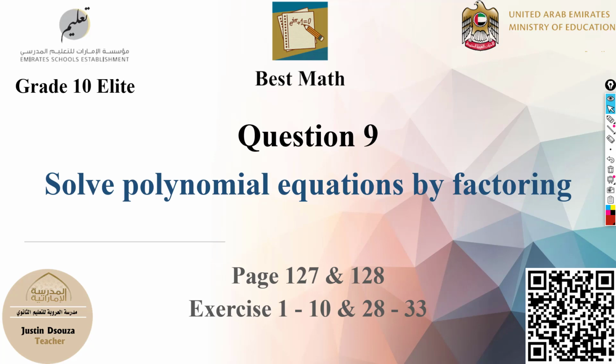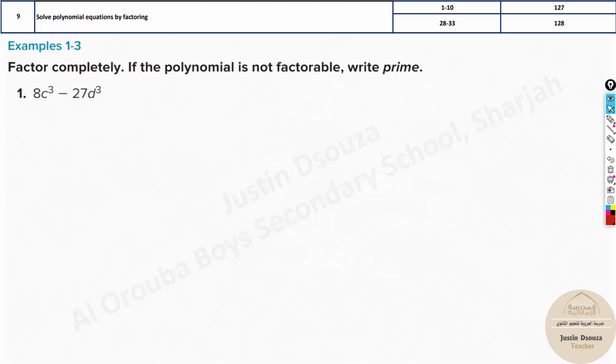Question 9 is to solve polynomial equations by factoring. Here you have problems like this. It is not the whole cube formula which we will be using over here. It is the difference of cubes, or the sum of cubes. Now we will see that in a while, but over here you need to remember the a cube minus b cube formula or the a cube plus b cube formula.